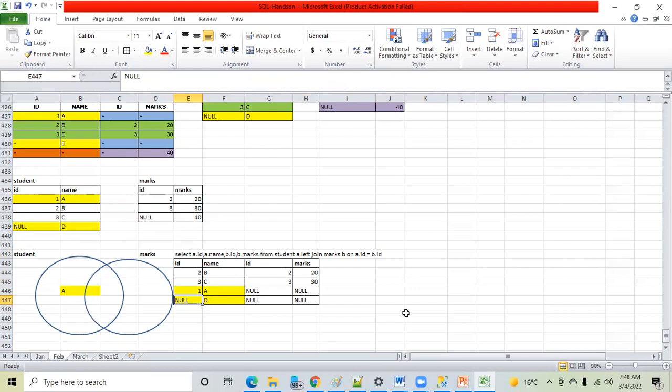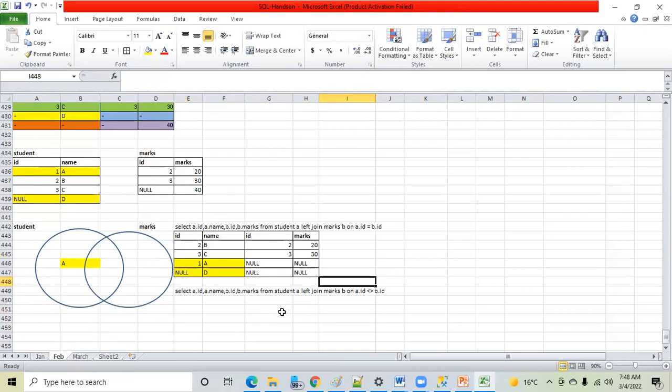Select a.id, a.name from, in the ON condition, we can mention a.id not equal to b.id. In the WHERE condition we can mention, one minute. Sorry, I have to stop you. Someone told me to use this not equal to, right? This is again a good use case. So if I use a.id is not equal to b.id, then what will be the output?